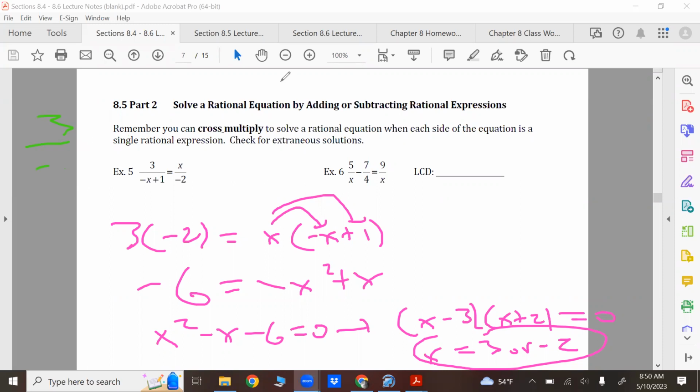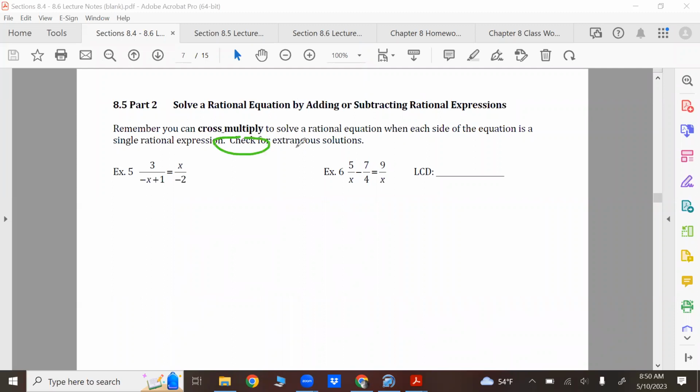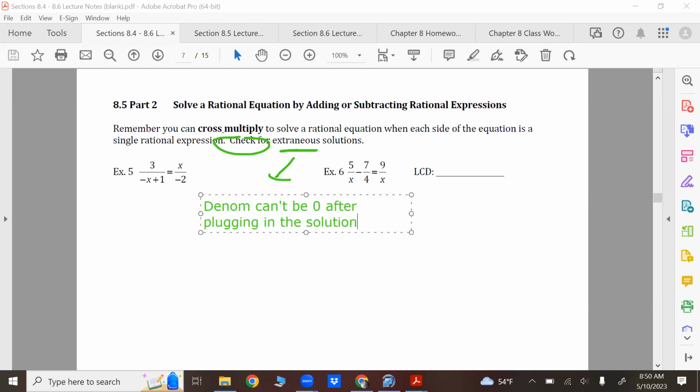And then also, if I plug in -2, just to be sure, I have 3 over 3. I have -2 over -2. Those are the same also. So always check your work. And also check for extraneous solutions. What that means, for extraneous solutions, make sure you make a note of this, please. The denominator can't be 0 after plugging in the solution for x. The denominator cannot be 0, because if it is, that's a problem, right? Can't divide by 0.